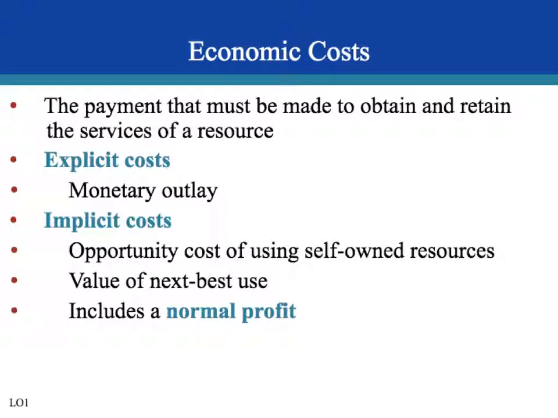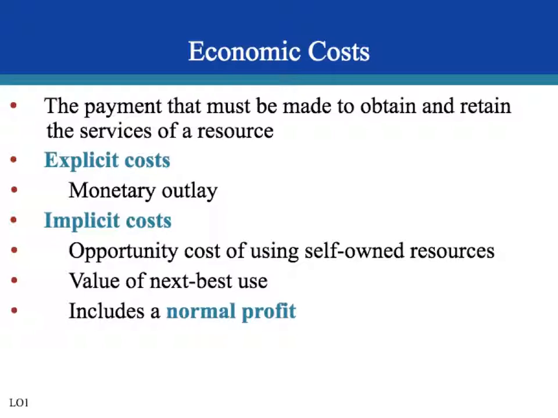Implicit costs, okay, these do not require a cash outlay. It is the opportunity cost of using your own resources or an opportunity cost of deciding to produce one good instead of another good. So, for example, if I were to quit my job to become a carpenter, okay, then the opportunity cost of that is the salary I give up being a teacher, for example. So that does not require an outlay of cash, but however, it is a cost nonetheless associated with me deciding to change careers.